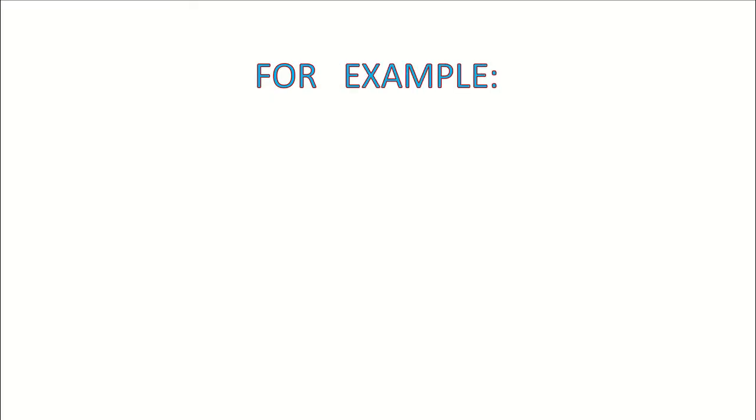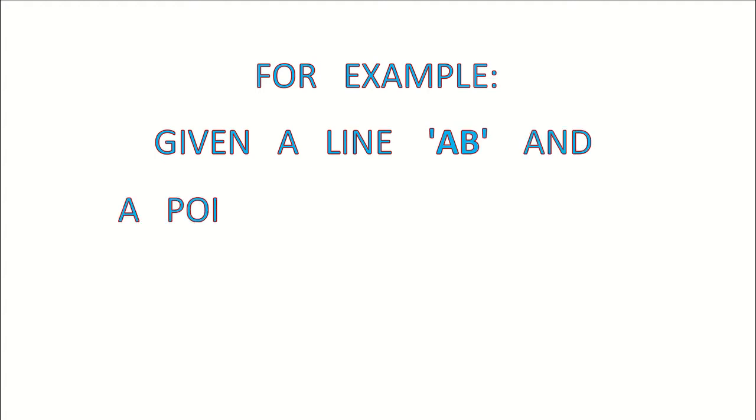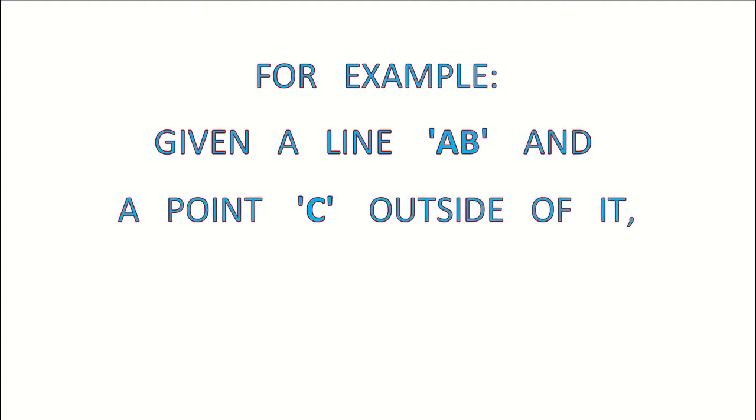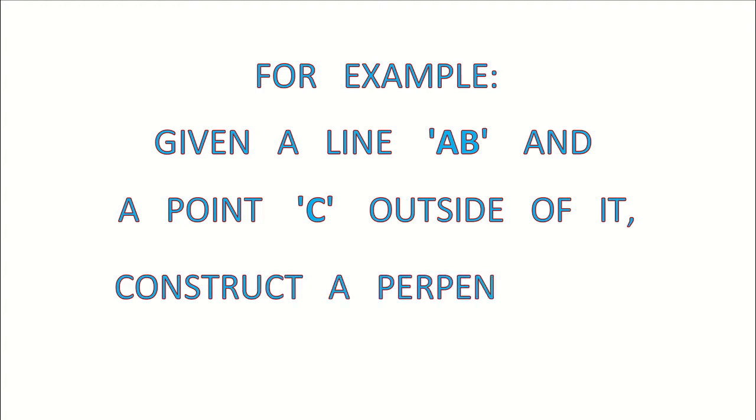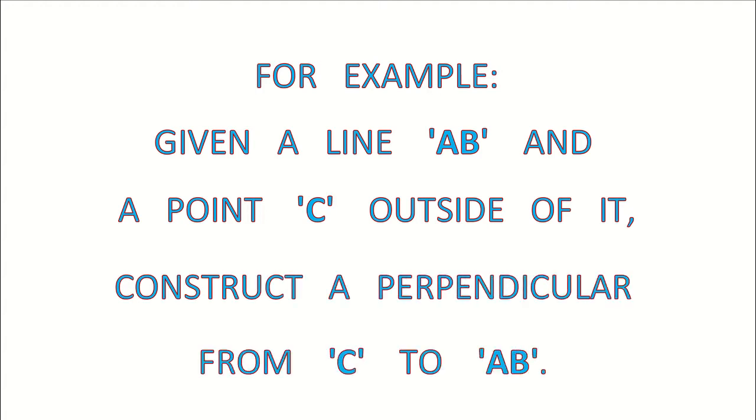Consider this example. Given a line AB and a point C outside of it, construct a perpendicular from C to AB. Shall we start the construction? Here we are.